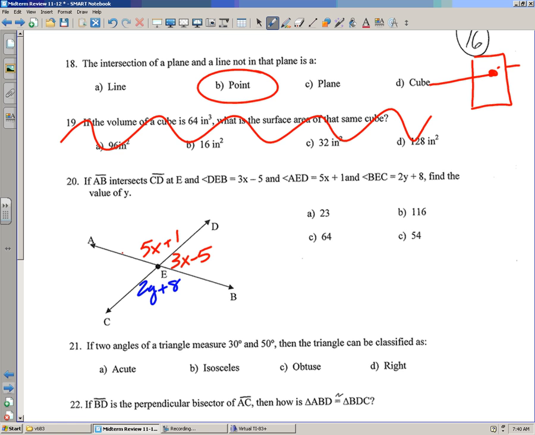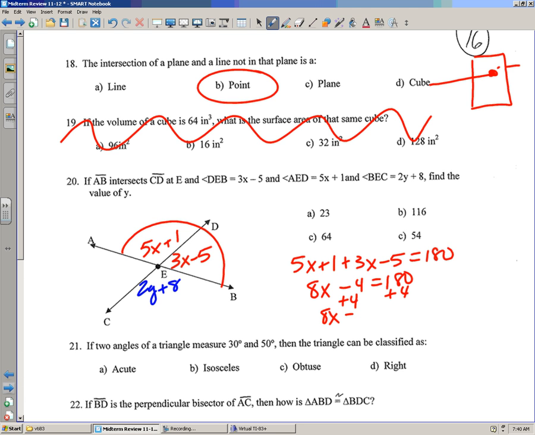So if you notice, these two angles, the red ones, the ones with x's, are supplementary. They add up to 180 degrees. So we have 5x plus 1 plus 3x minus 5 equal to 180. Collecting like terms, we get 8x minus 4 equals 180. Add 4 to both sides, we get 8x is 184. And divide by 8, and x would be 23.